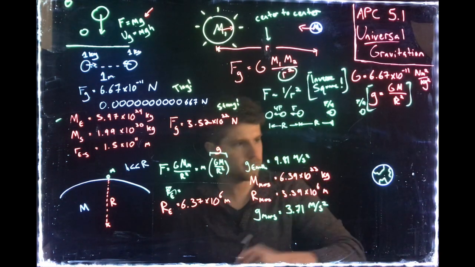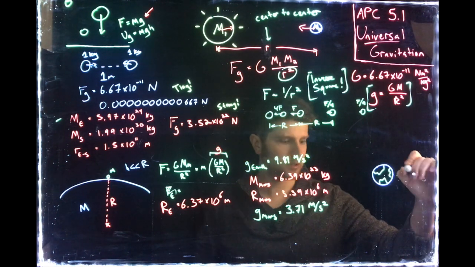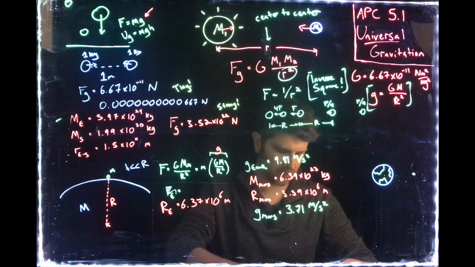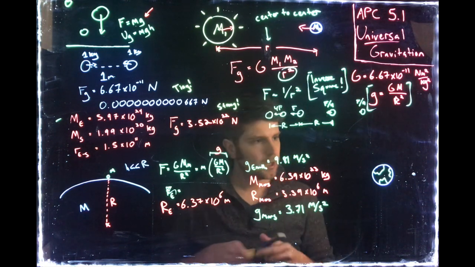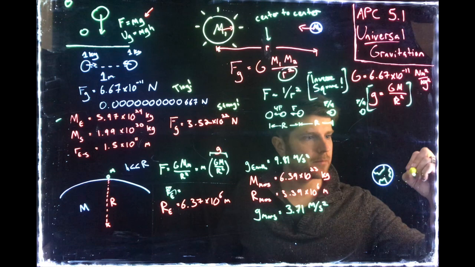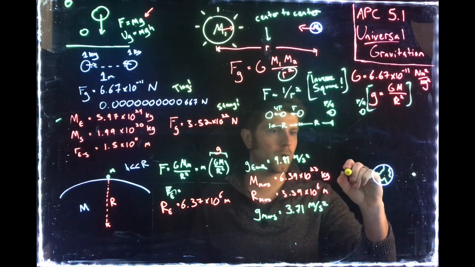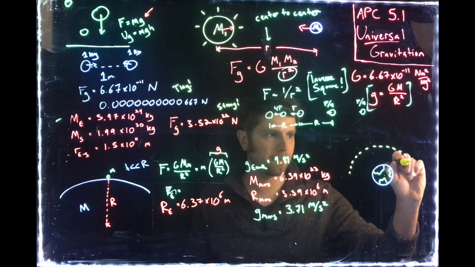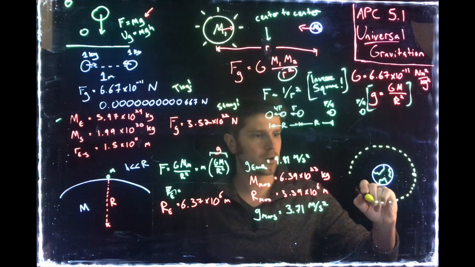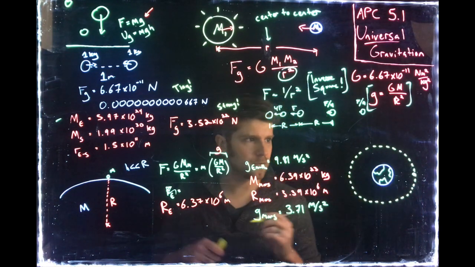Here's my satellite. Let's get my satellite in a color that actually works. Here's my satellite. And for the moment, I'm going to assume we want to put it into a circular orbit. We'll talk a little bit more in the future about what happens with non-circular orbits.